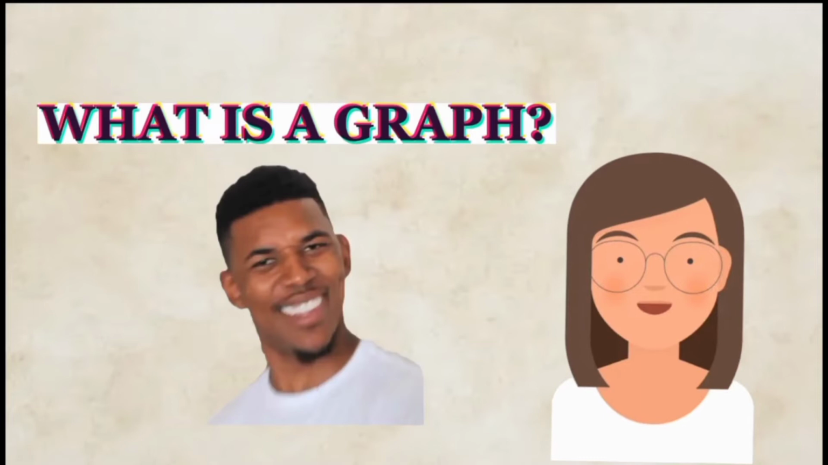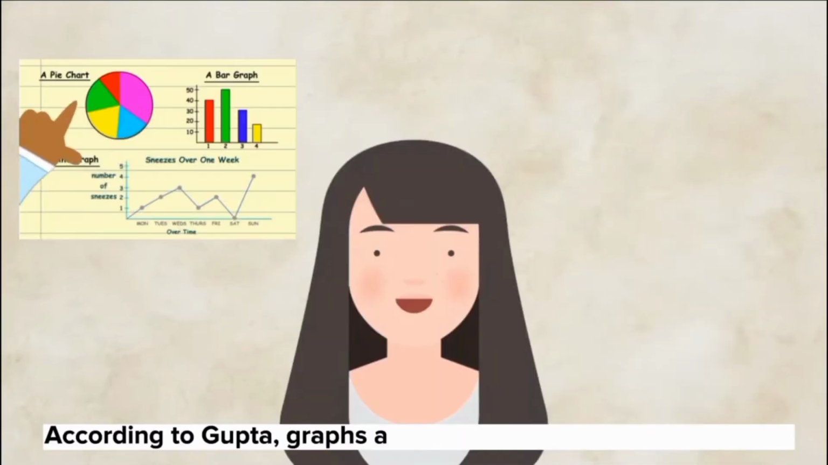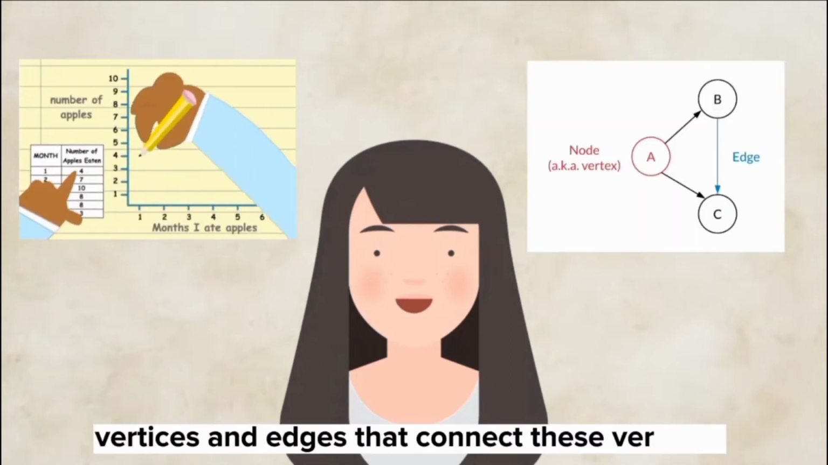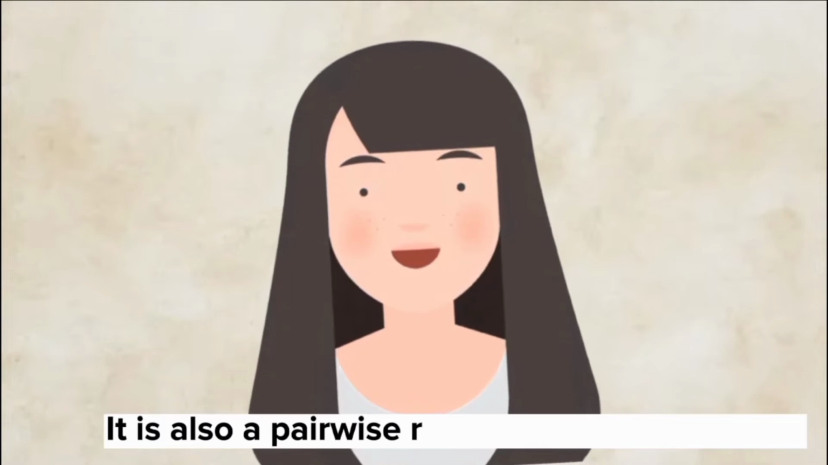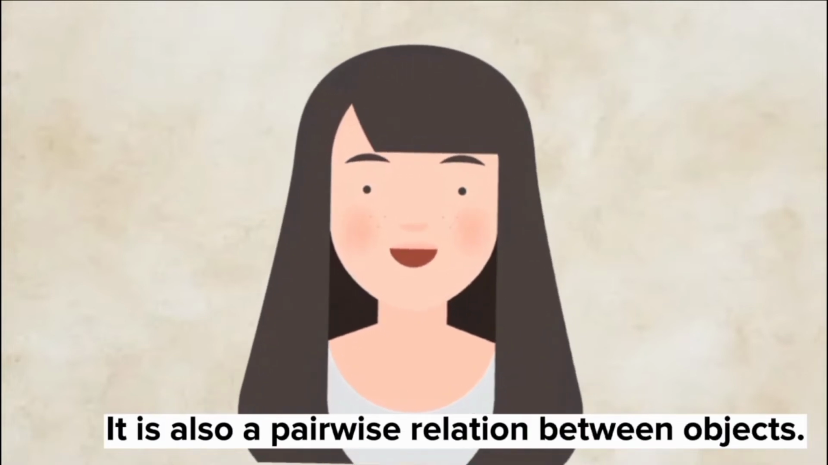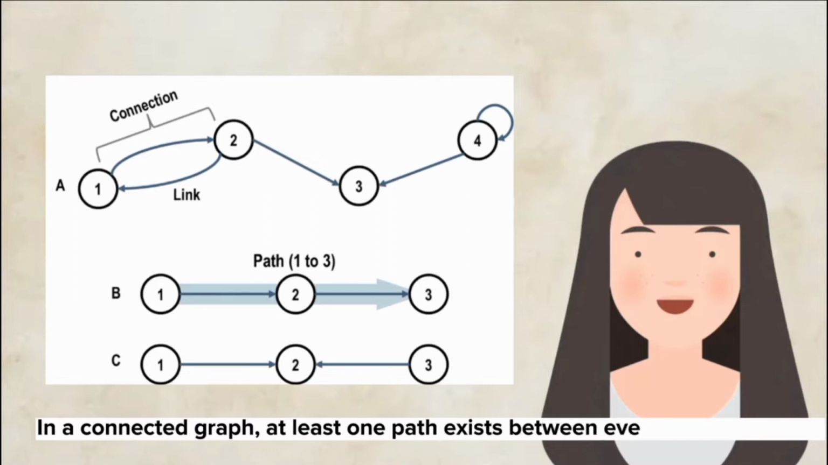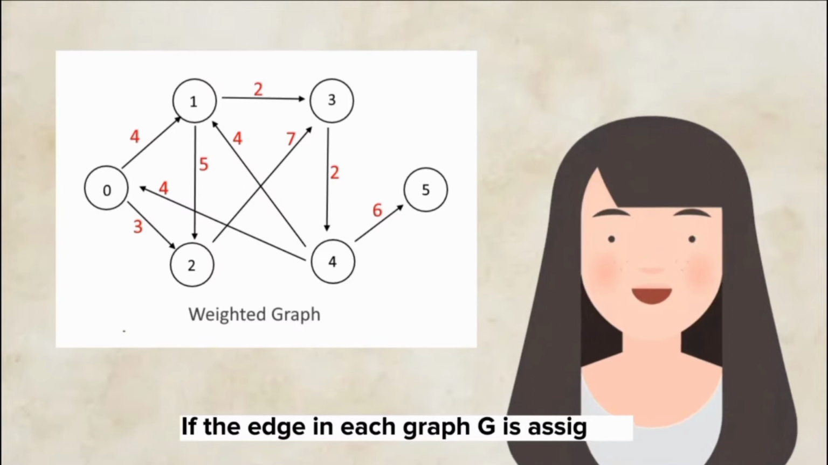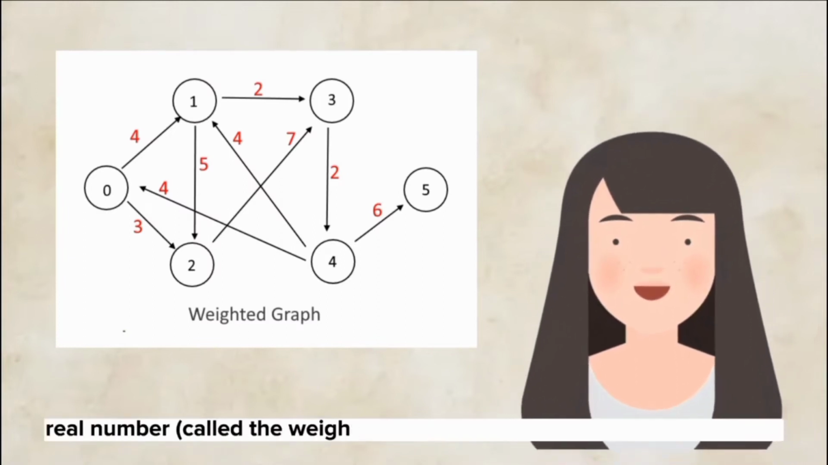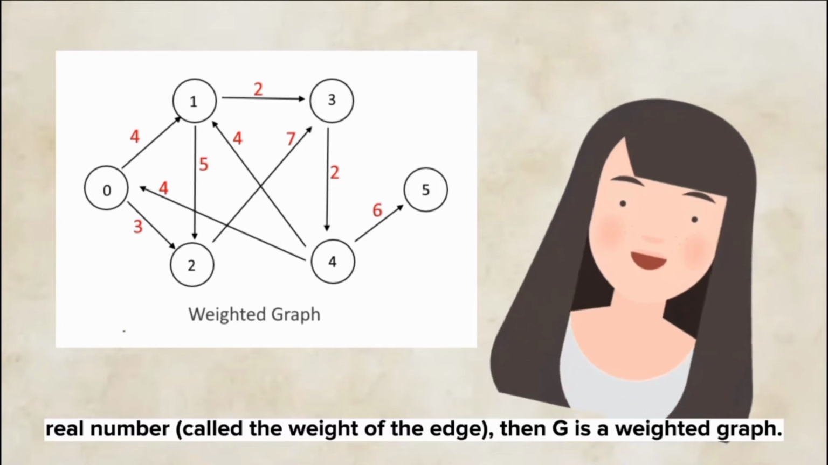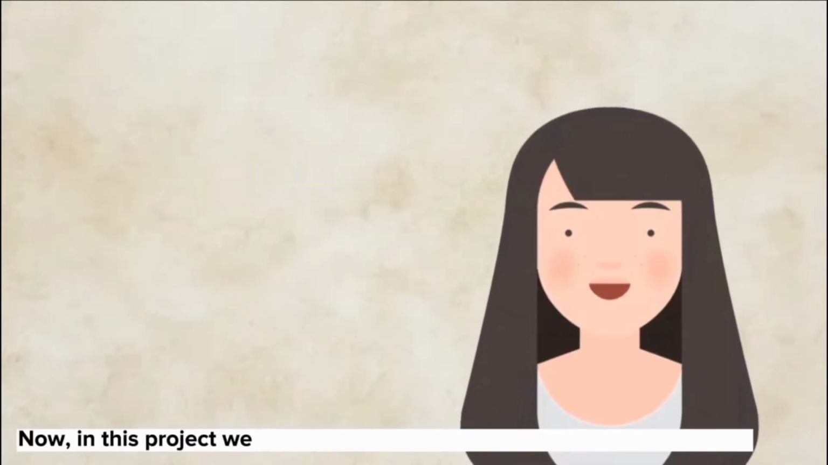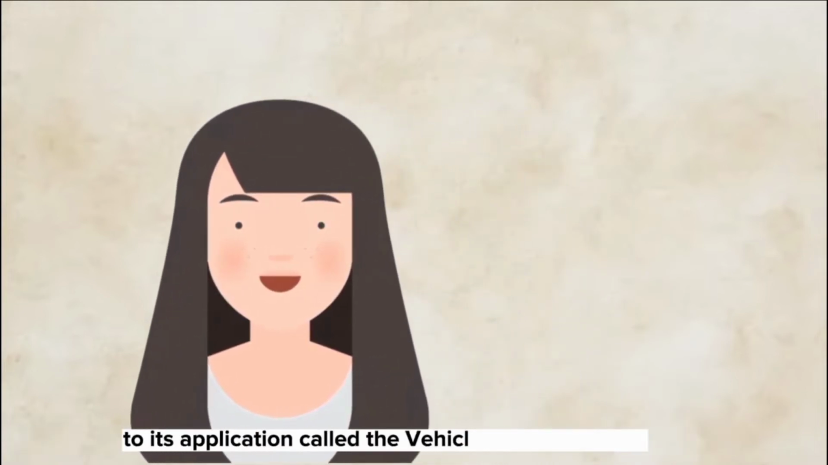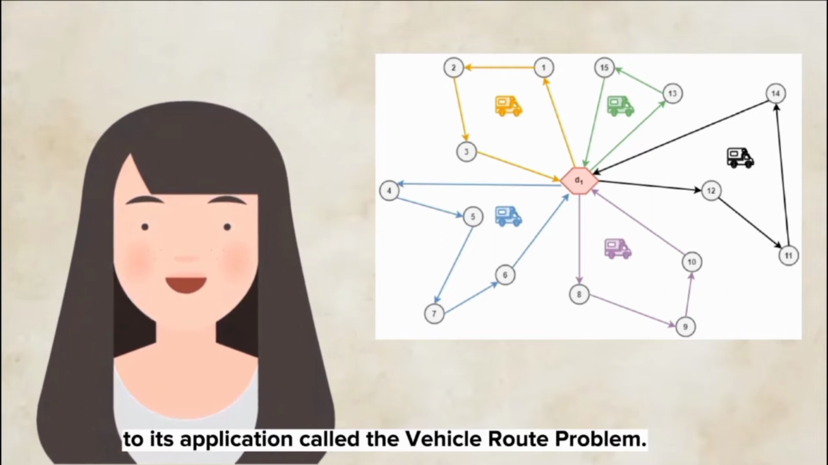Then, what is a graph? According to Gupta, graphs are discrete structures consisting of vertices and edges that connect these vertices. It is also a pairwise relation between objects. In a connected graph, at least one path exists between every pair of vertices. If the edge in each graph G is assigned a real number, called the weight of the edge, then G is a weighted graph. Now in this project, we're going to use the concepts mentioned before in its application called the vehicle routing problem.